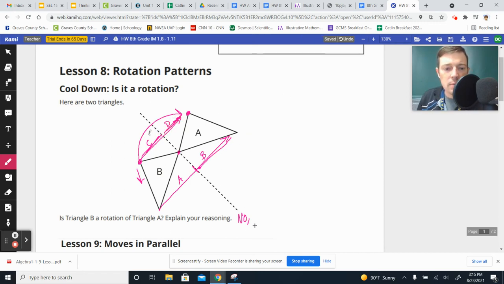So you need to have something, no, of course, it's not a rotation. And your reasoning could be something along the lines of, these two triangles are reflections over line L, not a rotation. Something along that. But you need an explanation. You could also say when it rotates, the corresponding points don't land on each other. That would be another thing that you could write.